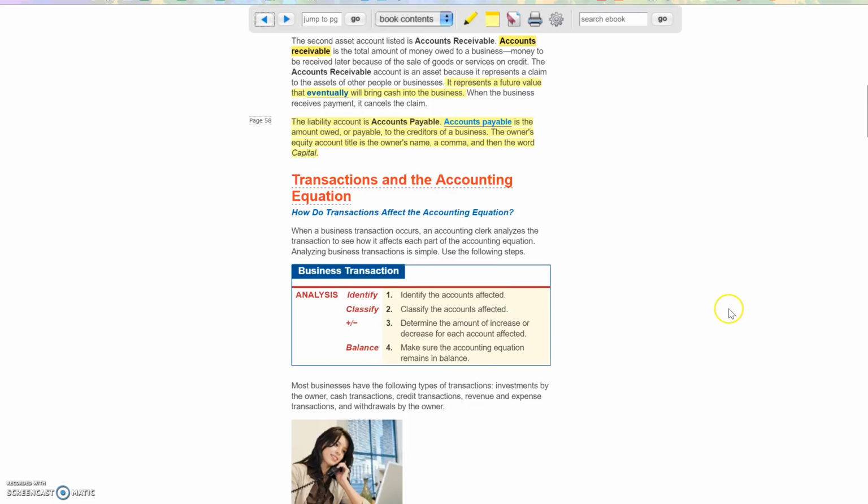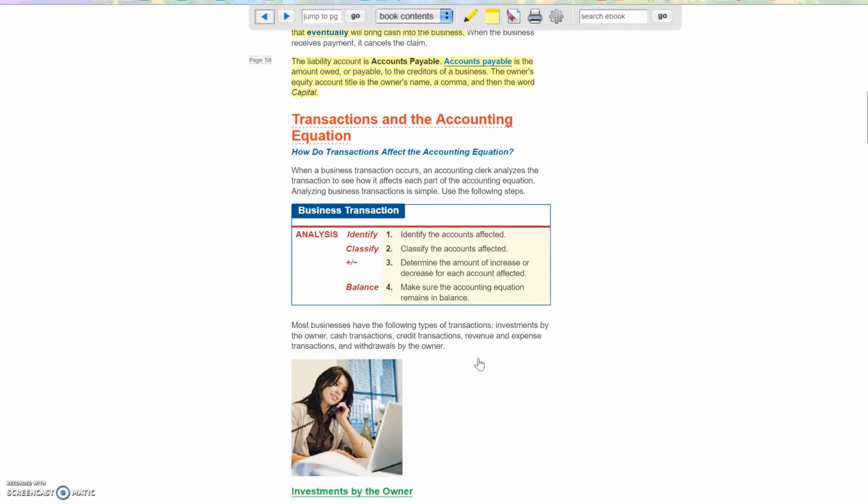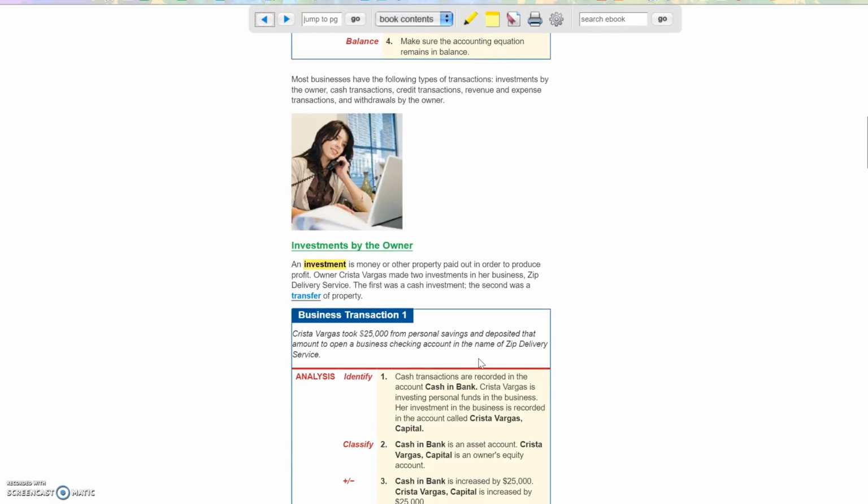So how do these transactions look? Every time we talk about something new, the book always breaks it down into 4 different things. They first list the accounts that are affected. They then say what these accounts are: are they assets, liabilities, or owner's equity? The third thing, they tell us if it's an increase or decrease to that account, and then we make sure that the accounting equation is in balance, because that's the most important thing. What we do to one side, we need to do to the other side, and it must remain in balance.